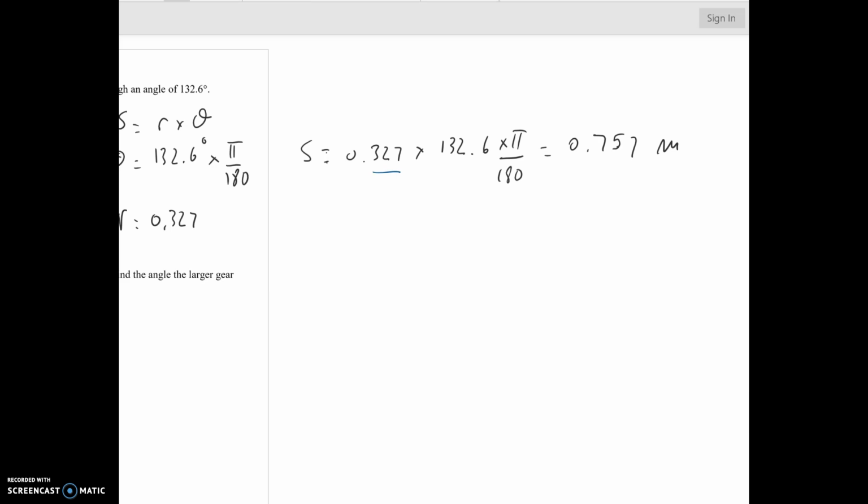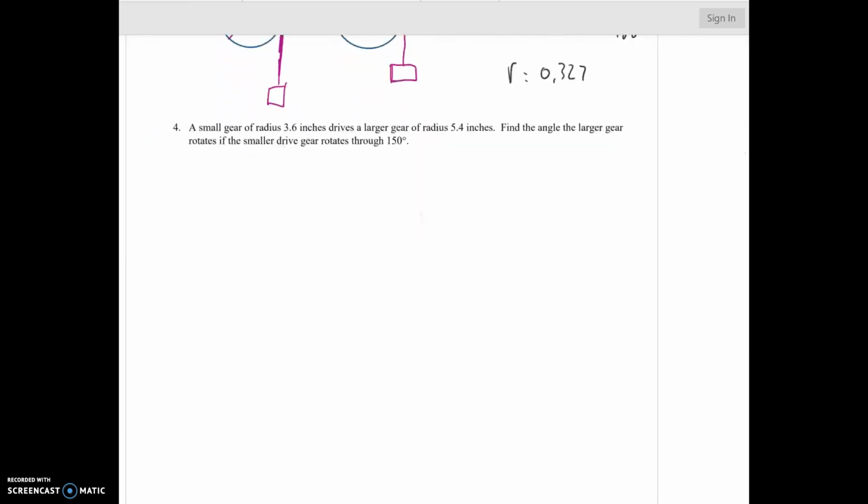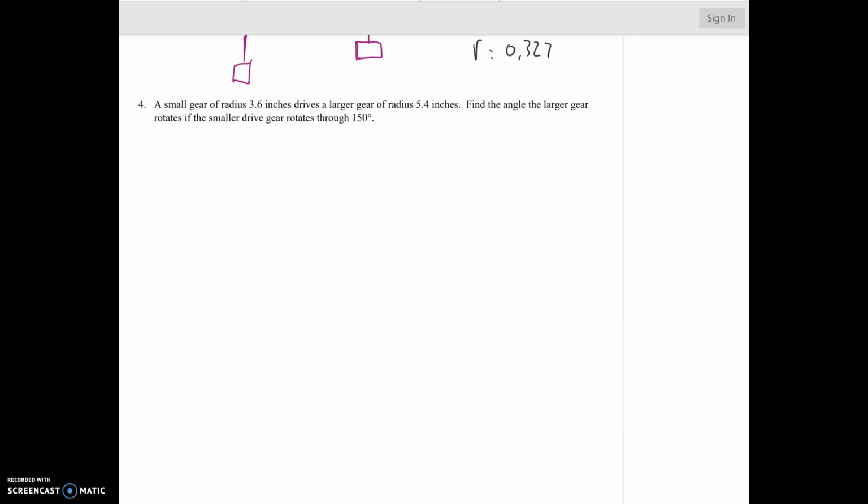I do not count the intermediate calculation when I'm converting the angle theta from degree to radian. All right, let's focus on problem number 4. On problem number 4, we have a small gear of radius 3.6 inches driving a larger gear of radius 5.4. Find the angle the larger gear rotates if the smaller drive gear rotates through 150 degrees.